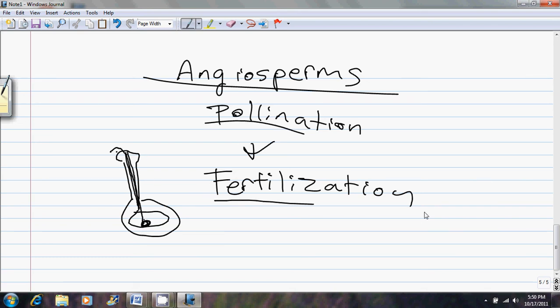Now, in angiosperms, something special that happens is it doesn't just grow into a seed. It'll grow into a fruit or a nut. And a fruit or nut pretty much just contains the seed. They serve as protection for them, and also they serve as a way for seed dispersal.